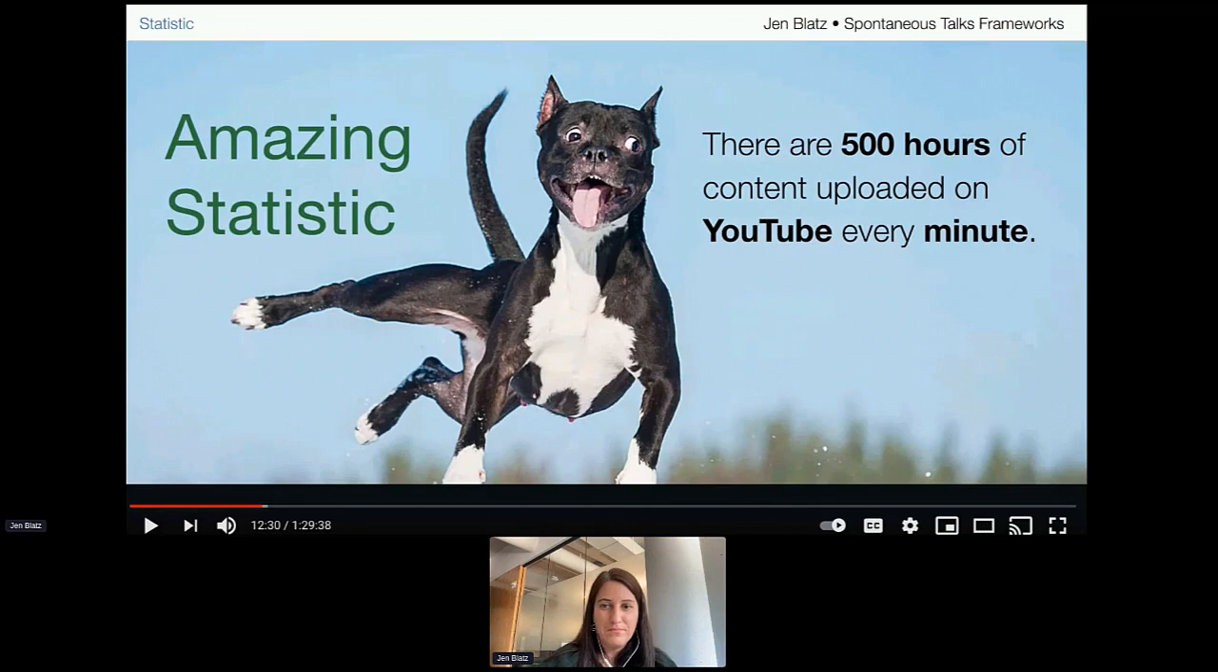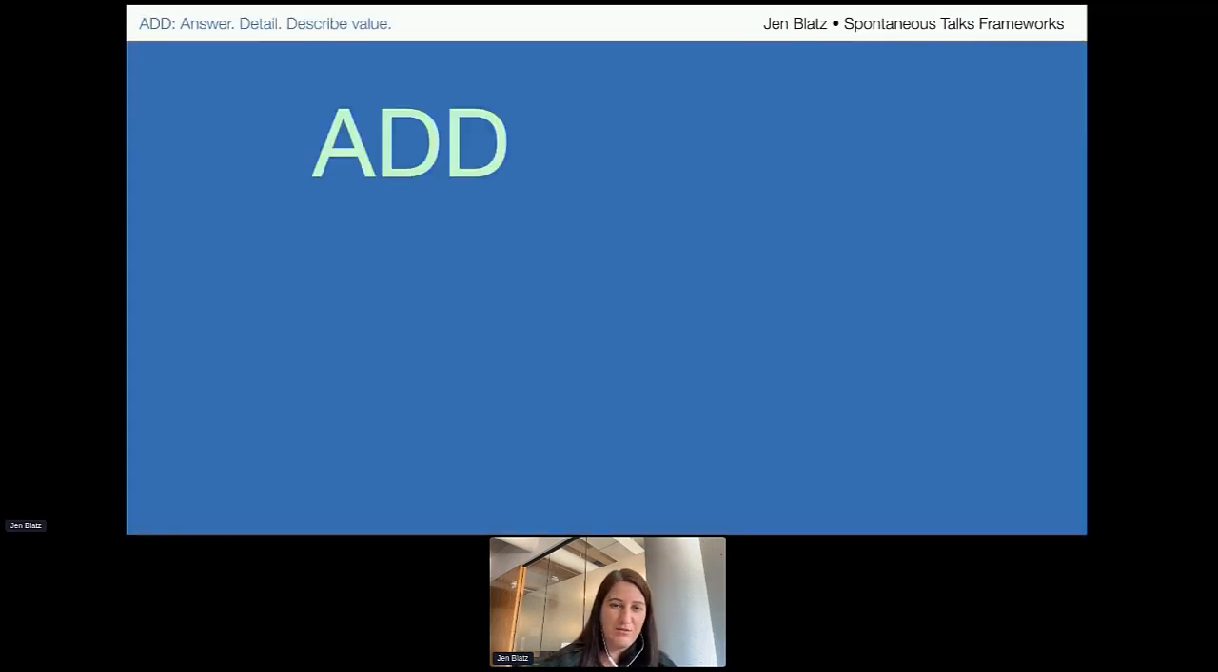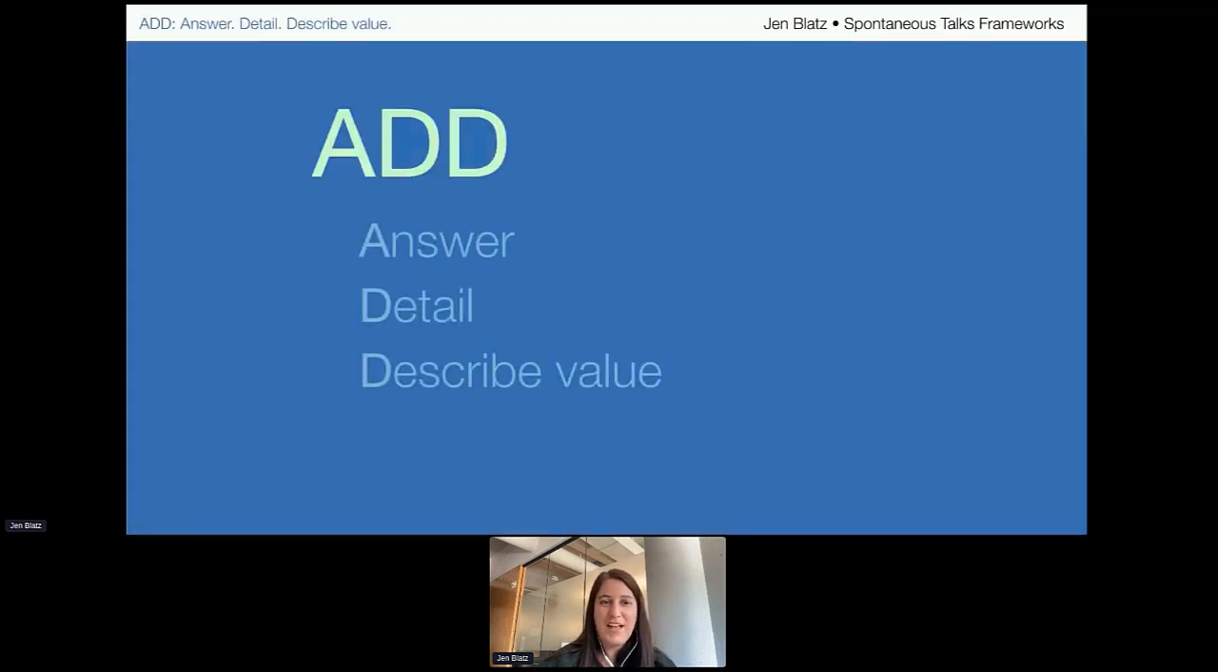Okay, let's go back to some frameworks now. I want to talk about ADD: Answer, Detail, Describe value. Now this is less about presenting your work and more about answering questions on the spot. So A is answer, obviously. But answer the questions concisely. Squeeze that answer into a few choice words. Keep it simple and keep it short.